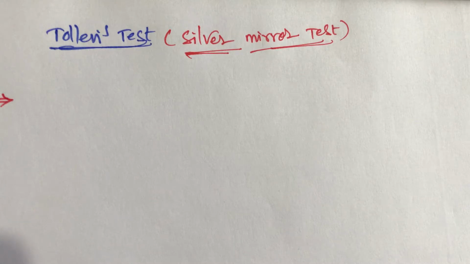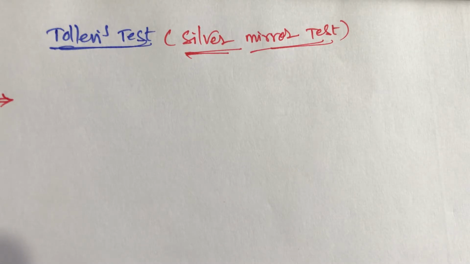Hi students, next one is the Tollens test, that is the silver mirror test. What is the use of the silver mirror test or Tollens test? This is the test for aldehydes, that is, aliphatic aldehydes and aromatic aldehydes.